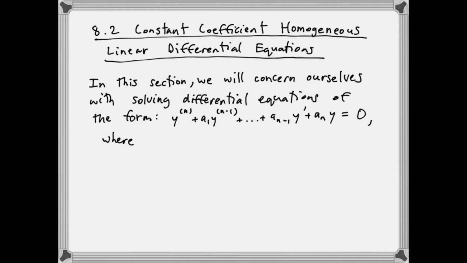Where a1 all the way to an are all constants. Or let me just write it as scalars. This is what we mean by constant coefficients, okay? All of them are going to be constants. They are not functions. So this is a very special type of differential equation that we're going to see has a very nice method for how you solve it. Okay?